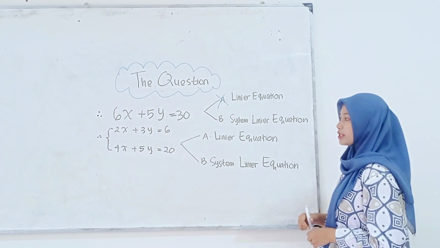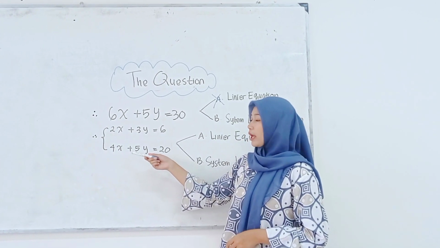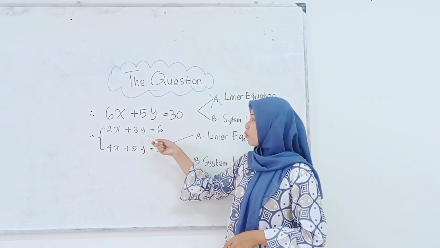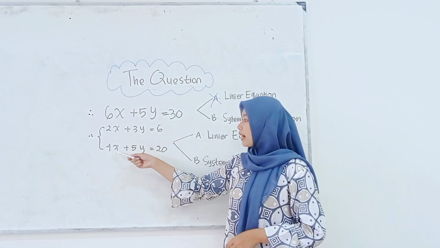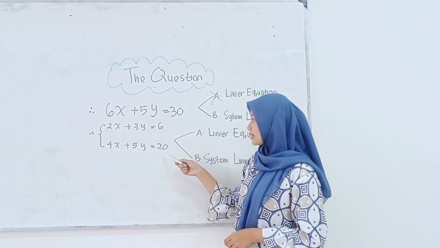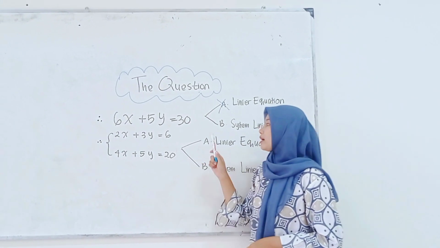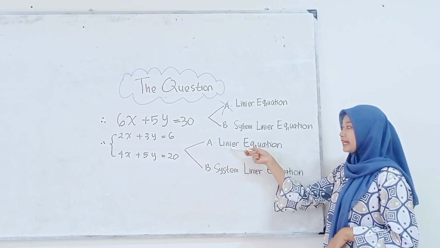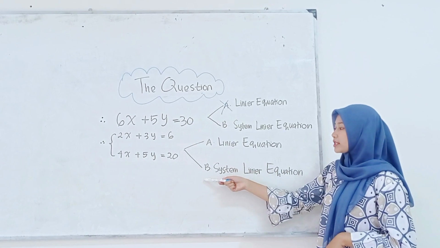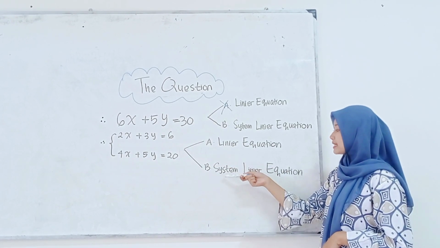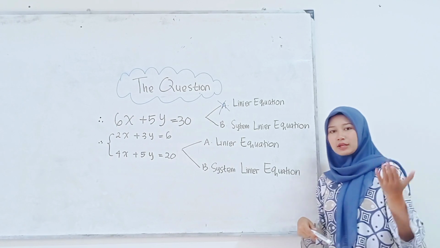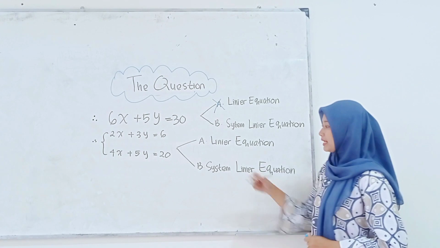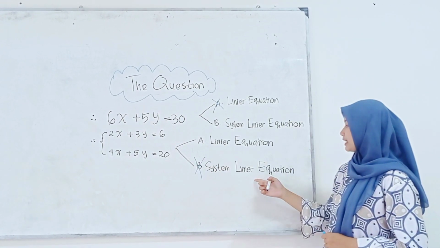And then the next question, I have two equations for you. The first equation is 2x plus 3y equals x and the second is 4x plus 5y equals 20. I have two options too. The first option is linear equation, and the second option is system of linear equation. What is the answer, guys? Okay, good job. The answer is B, system of linear equation.